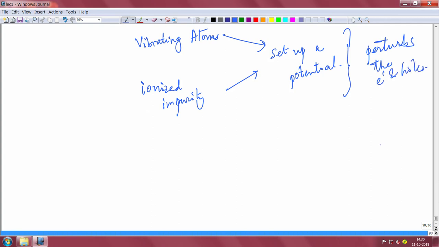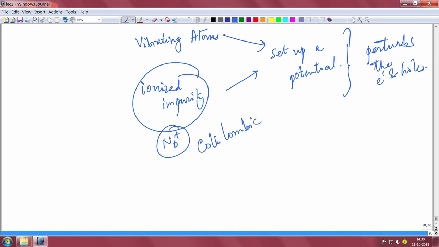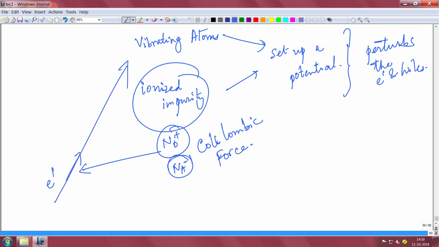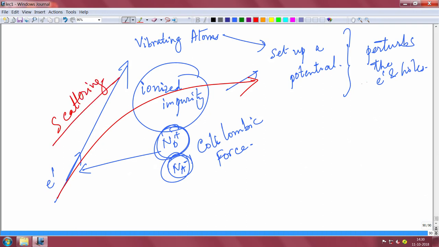For example, in ionized impurity scattering, when you have Nd plus, it exerts a Coulombic force, attraction or repulsion. An electron that is going by will be attracted by the Coulombic force, or if it is Na minus, it will be repelled by the Coulombic force. Suppose the electron was going this way. Because of the Coulombic force from the ionized impurity, the electron's path will be changed like this, and that is scattering. It's a perturbation that has been set up.